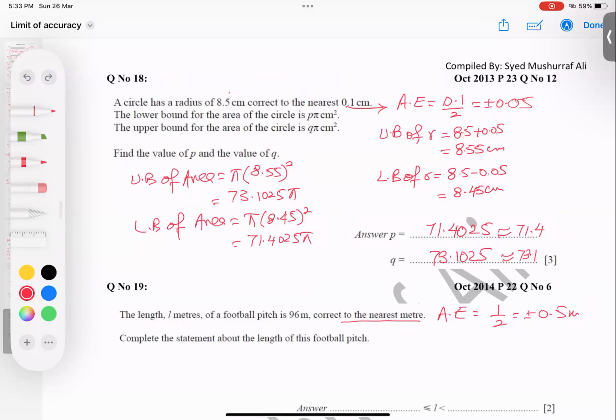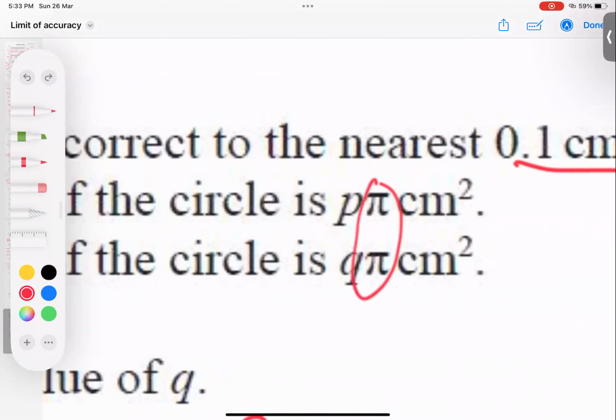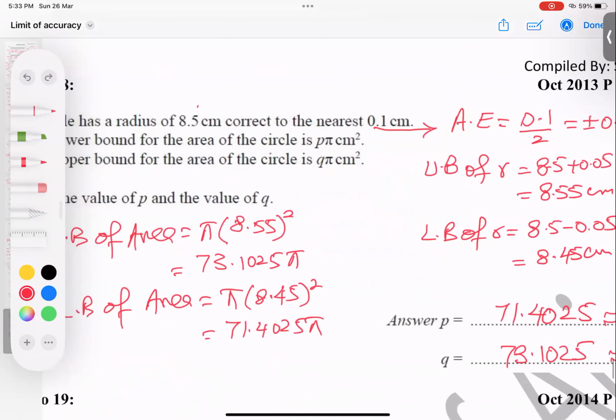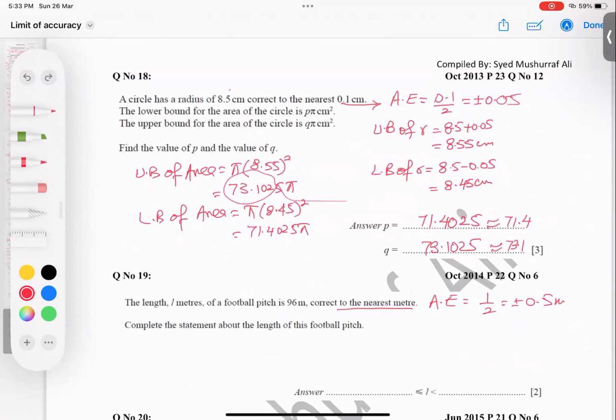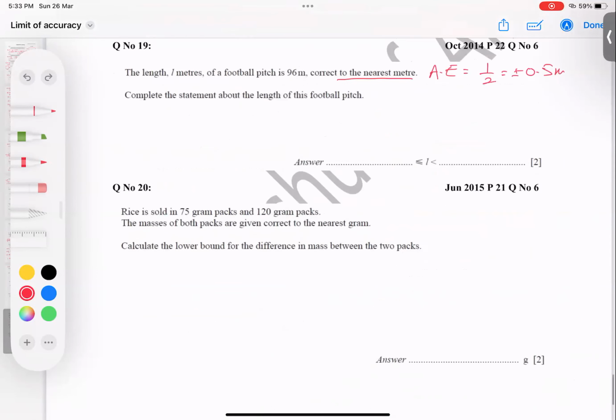What is the formula of a circle? Pi r square. I will use this pi r square, but make sure I will not use pi in calculating. I will keep pi aside. So it's simply the square of this number. Look at here, he's asking for the value of P and Q, and make sure pi is kept aside. This P and Q is without pi. So it means I will not type pi in my calculator. So these numbers coming out are called the upper bound and lower bound. And I believe you got the point very, very clear. And I hope the concept is completely finished.